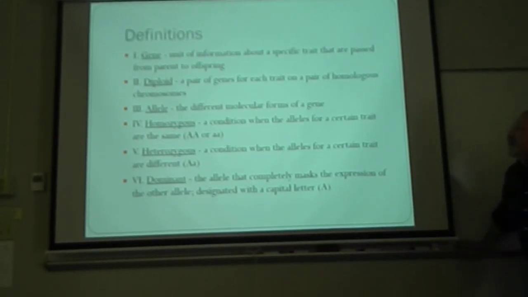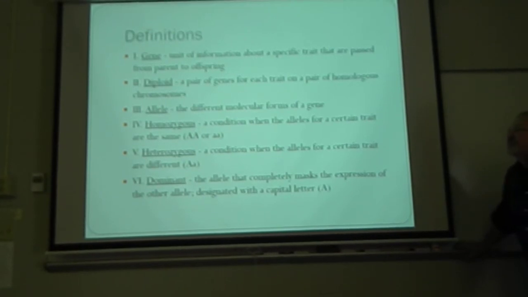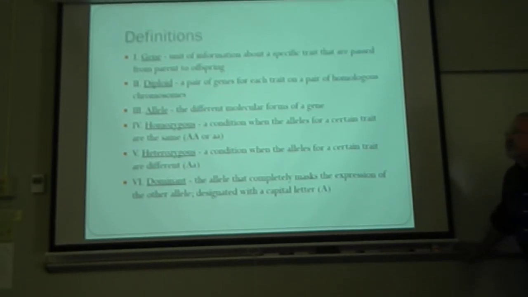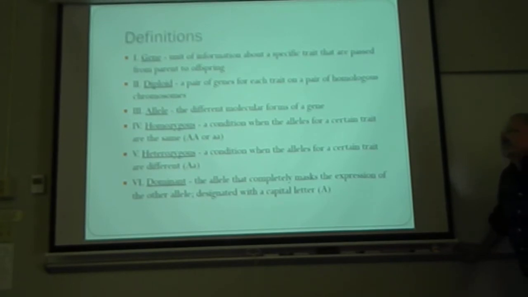All right, so if we have an allele and we have two of them, because in normal situations there are two chromosomes, two genes, therefore two alleles, okay?